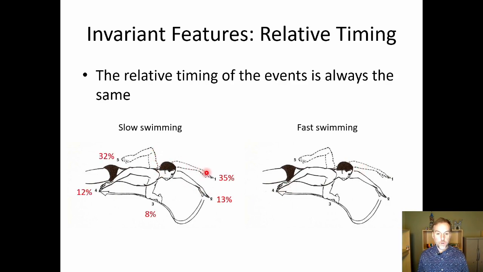So we might see that in slow swimming, the first phase takes 35% of the overall cycle, and then the second 13, 8, 12, and 32. If we compare fast swimming, and yes, the overall cycle time is faster, but if we see the same percentages throughout, then that suggests that these two movements likely use the same generalized motor program. And we won't use stats for this as you would in research. We'll just look to see, are the numbers exactly the same? If they are, then they pass the criterion of relative timing.